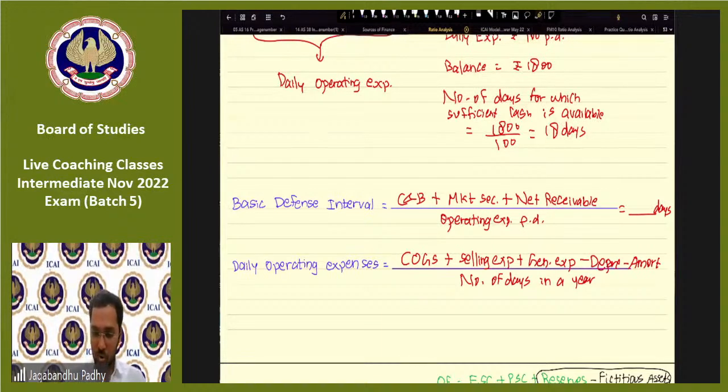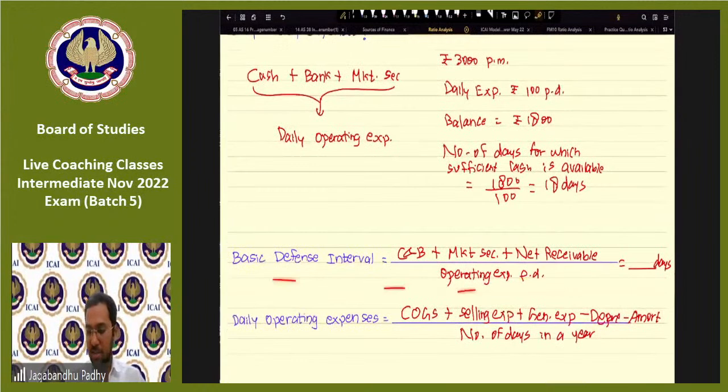So this basically tells you for how many days you have cash sufficiently available with you. Now tell me this basic defense interval, higher the better or lower the better? This number, basic defense interval, is it higher the better or lower the better?